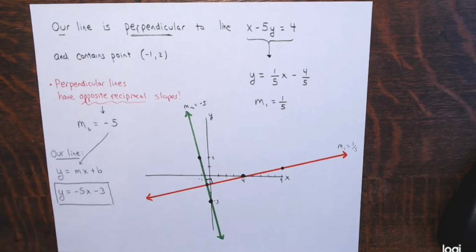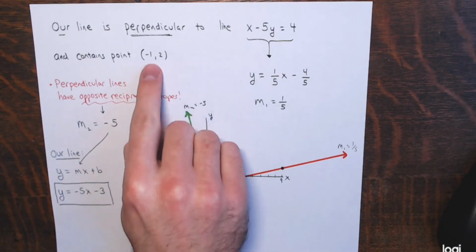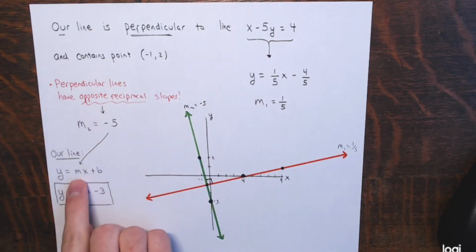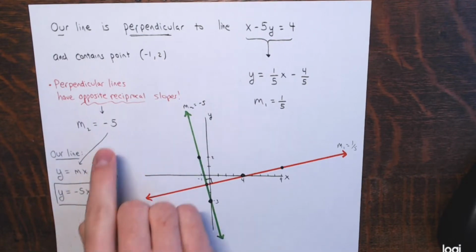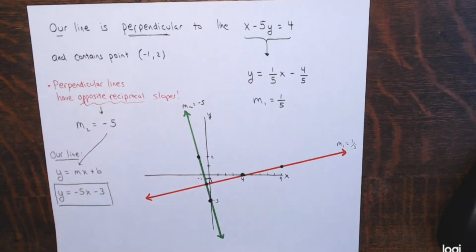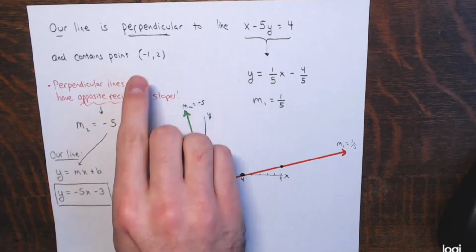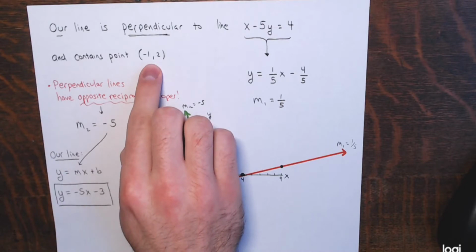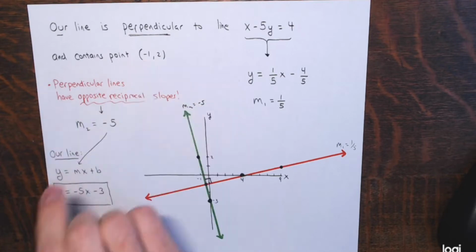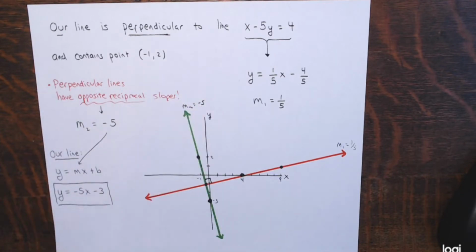Now, if you didn't see the y-intercept in the picture, remember you can use the point -1, 2. We'd have y equals -5x plus b, plug in -1 for x and 2 for y, and then solve for b, and you'd get b equals -3. Either way. Or there was a third option: you can use point-slope form. y minus 2 equals -5 times the quantity x plus 1, and then solve for y there.